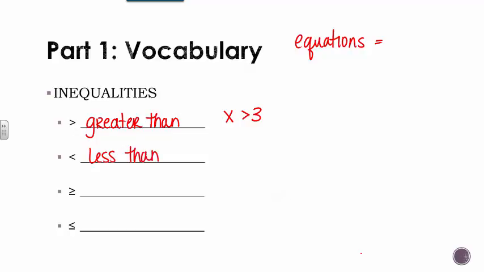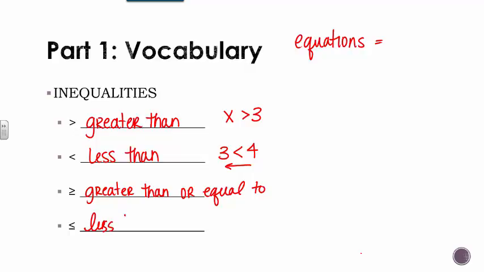Now, I know back in the day you guys always learned like the alligator eats the bigger number, so you'd put it this way. But remember to read this out loud. We would say 3 is less than 4. Or you could read it this way and say that 4 is greater than 3. And then if we put an equal sign underneath it, remember that means greater than or equal to. It's giving us one more option. So this one is less than or equal to.